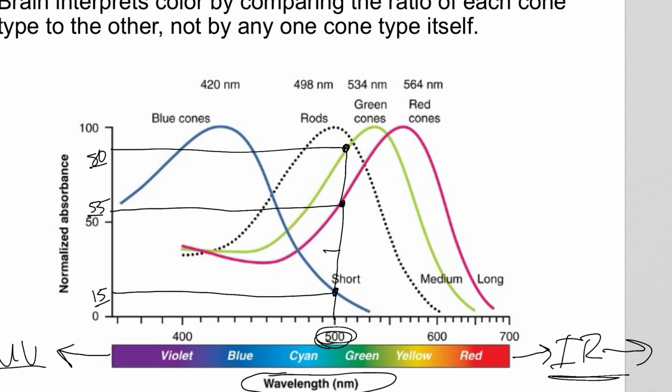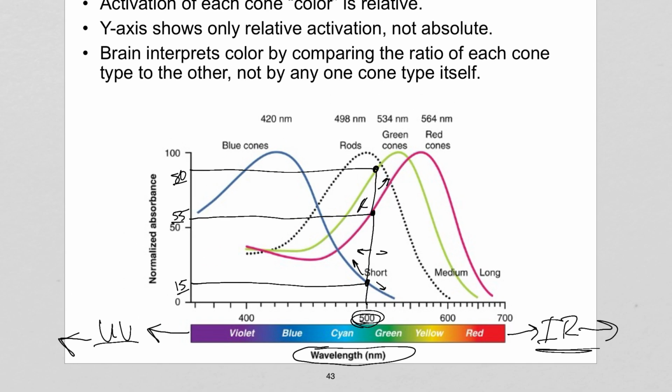Because if I shift this way, blue activation will go up, red and green will go down. If I shift this way, the blue will go down and red and green will go up. And so no matter what wavelength of light you're seeing, it's going to activate a very specific combination or ratio of blue to green to red cone activation. And that's how your brain knows the color, by comparing the three different types of cones against each other.